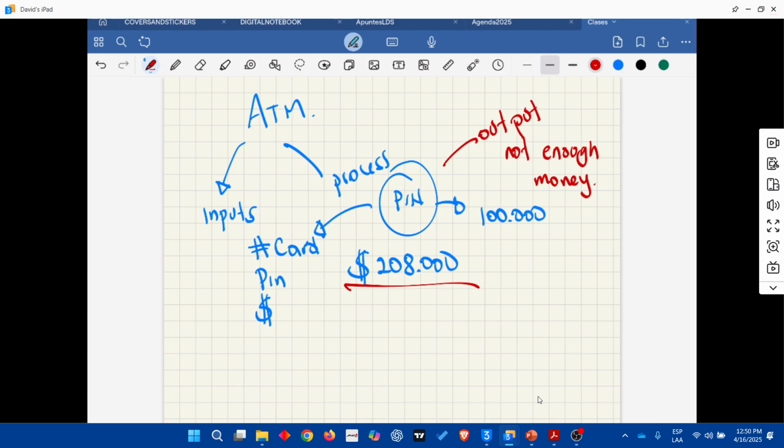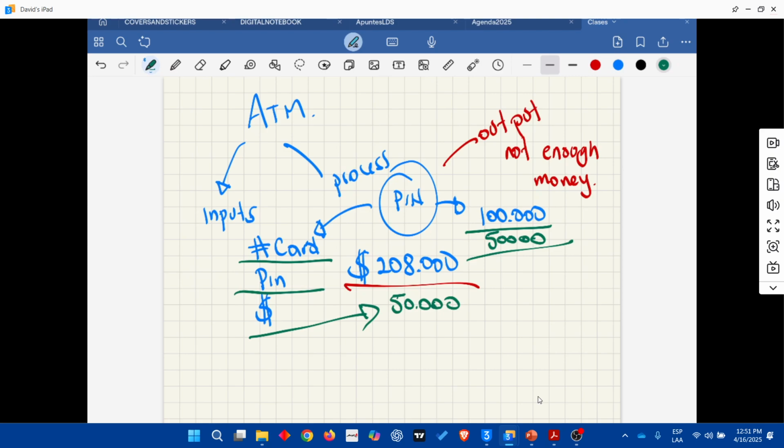Okay, now let's suppose that you are going to withdraw just 50,000 pesos. It's the same process. You are going to put your card number, your PIN, and the amount. The amount now is 50,000 pesos. So the system is going to verify the amount that you have in the moment that you are trying to withdraw it. So you have 100,000 pesos. That means that you are able to withdraw 50,000 pesos. Now, this information needs to be updated.